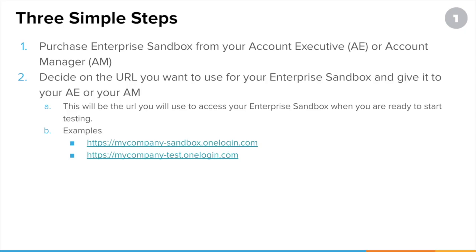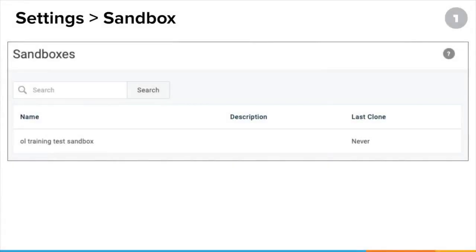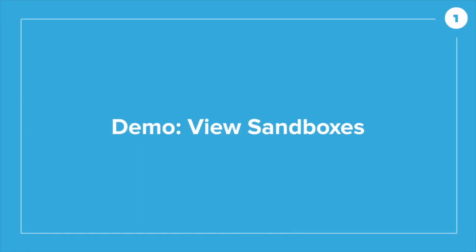Once you know the URL you want, you give it to your account executive or your account manager so they can get your sandbox all set up for you. As soon as they've confirmed that it's been enabled for you, you can go to the settings menu and click on sandboxes to see it. This is an example of what you should see under sandboxes. So let's take a look at how we can go and create our sandbox.